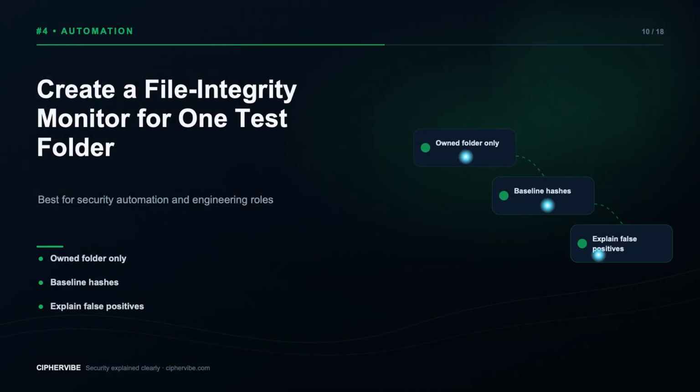Project 4 is a file integrity monitor for one folder you create. Baseline a few harmless text files, modify one, and generate a readable change report. Add tests for created, changed, and deleted files. The impressive part is not hashing. It is explaining scope, expected change, false positives, and how the alert could feed a larger workflow.